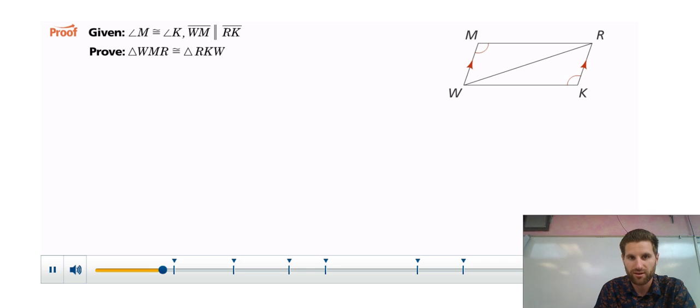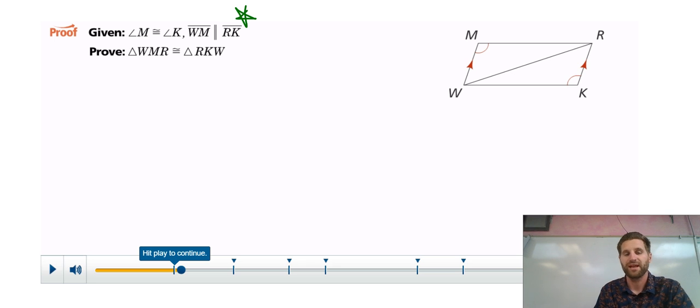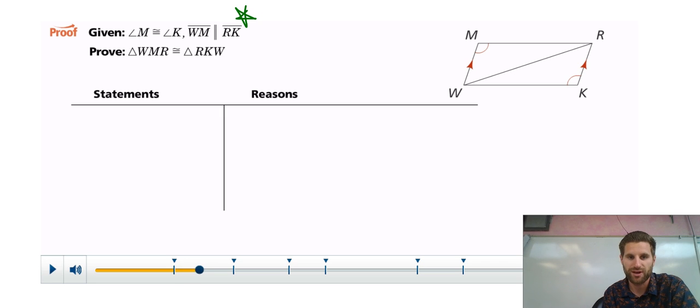Whenever we see parallel, we should be thinking of our special angles, so this should be a little wake-up call to us. And so we want to prove this by angle side. So let's see if we can figure out a way to do this. So let's move forward and get some more information. So we got our statements and reasons, and let's always start with that given information. So we know that M and K, those two angles, are congruent.